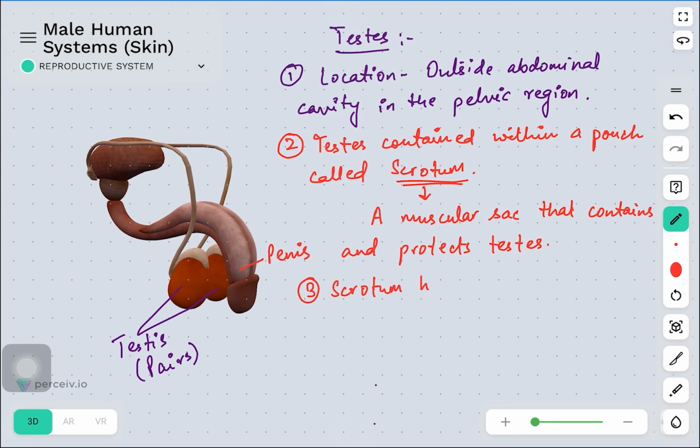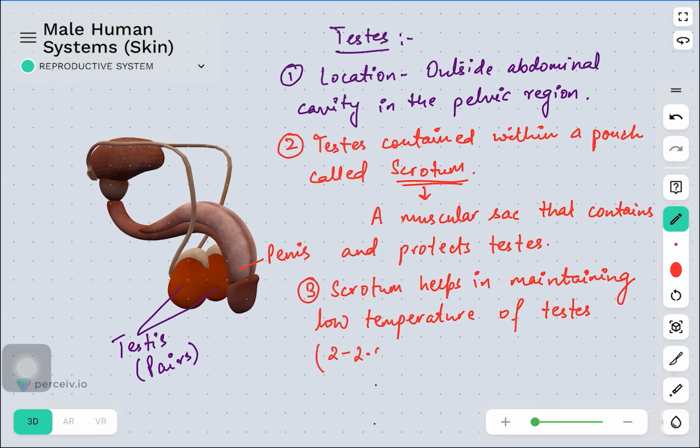Scrotum helps in maintaining low temperature of testis. Now, how much lower? It is usually 2 to 2.5 degrees Celsius lower than the normal body temperature.